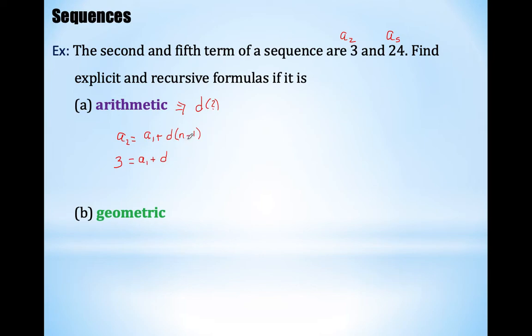And this is D times what? 2 minus 1. Oh, snap. So 3 is equal to a sub 1 plus that common difference. What about a sub 5? Can I do the same thing there? A sub 5 is equal to a sub 1 plus that common difference times 5 minus 1. So that's 24. Look at that.